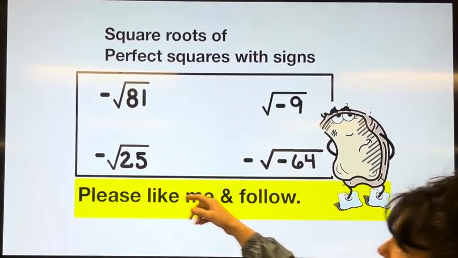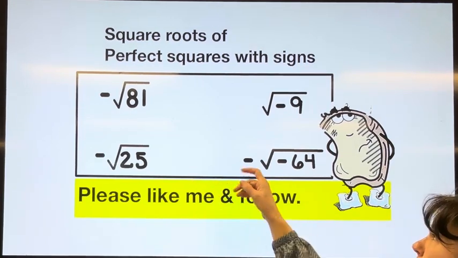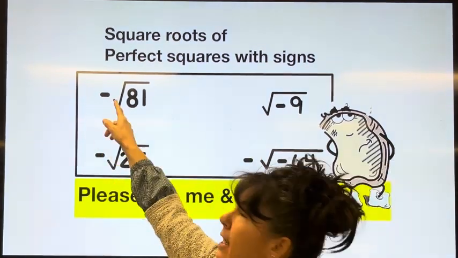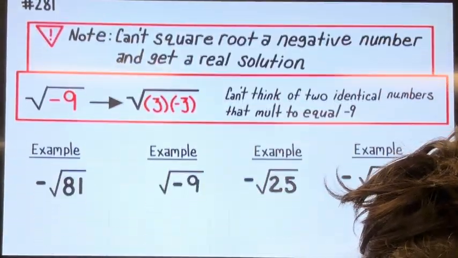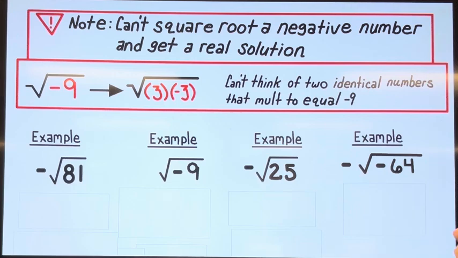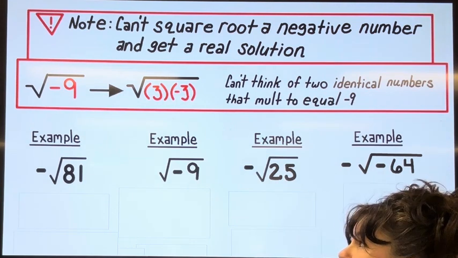So we're going to evaluate these square roots, but the difference between these and the ones we've been doing is you'll see all these negative signs. A reminder, you can't take a square root of a negative number and get a real solution.